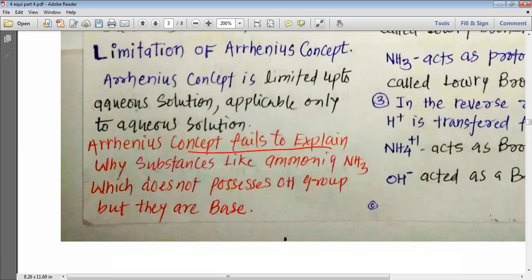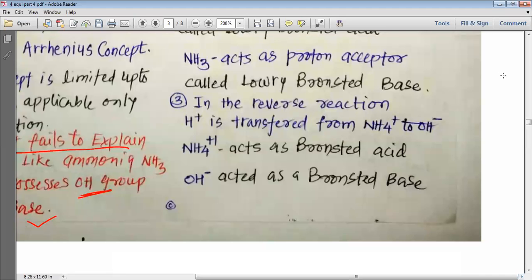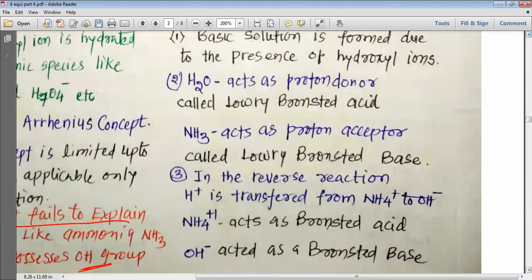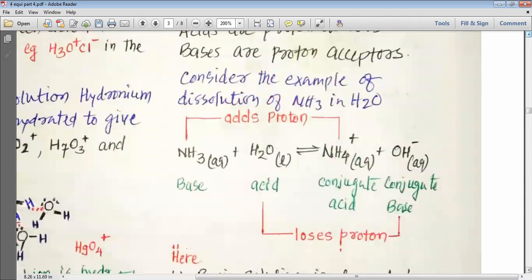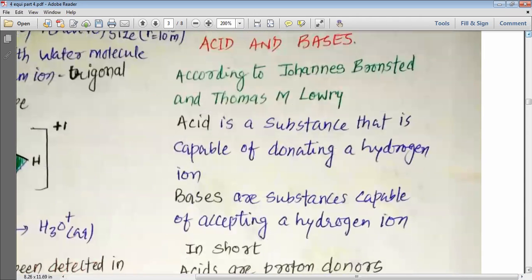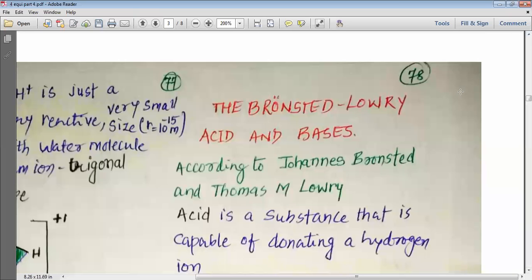The Arrhenius concept fails to explain why substances like ammonia, that is NH3, which does not possess an OH group, are still basic in nature. So the basicity of ammonia cannot be explained by the Arrhenius concept. So that was all about the limitations of the Arrhenius concept. Now we have another acid-base concept, which is known as the Bronsted-Lowry acid-base concept.